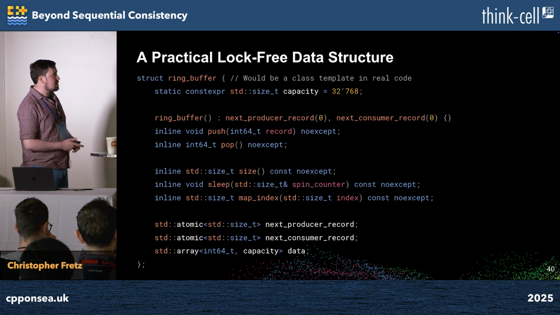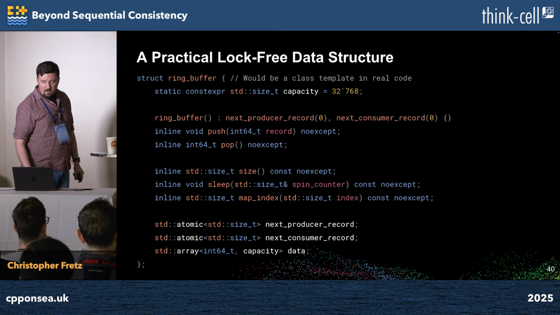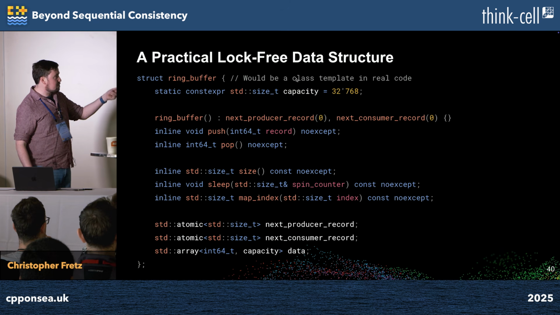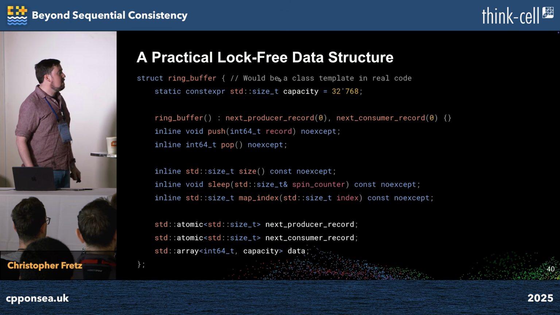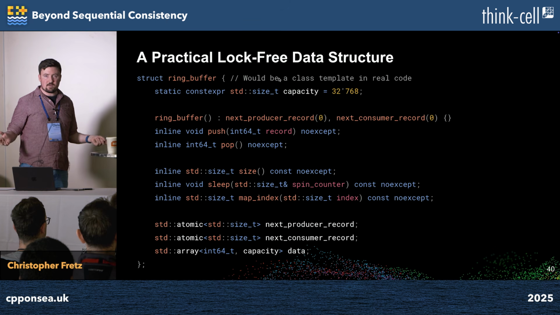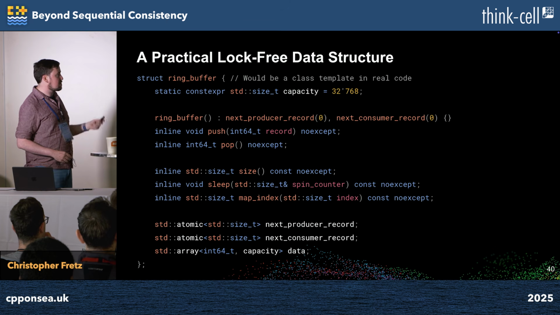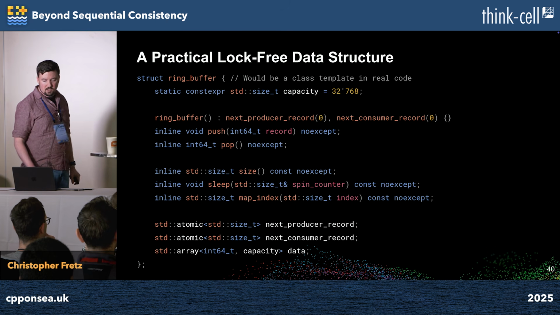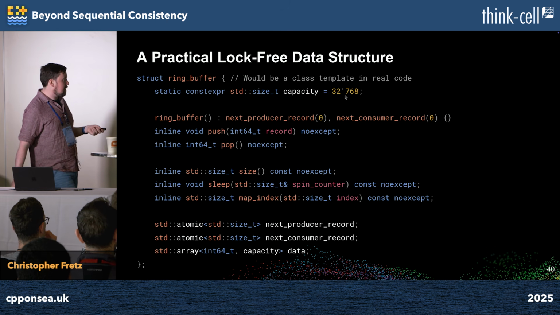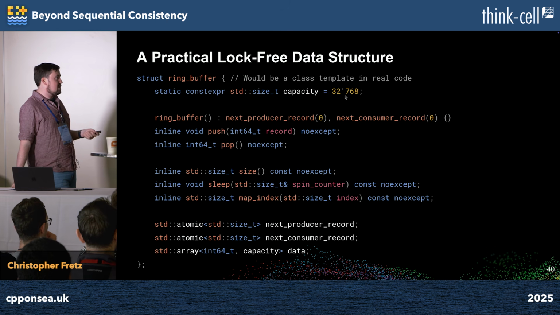In terms of the implementation of the data structure itself, in real code this would be a class template on type T. This talk is not about templates, so we're just going to start with the case of an integer. The capacity here is the 15th power of 2; in my testing, that was experimentally the best size for the queue for performance reasons.